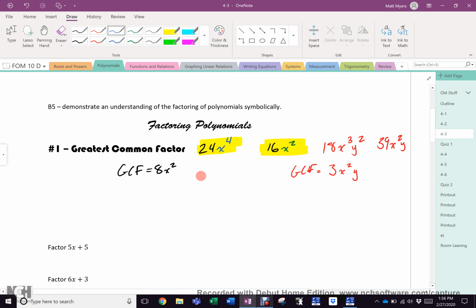Let's do one more. Let's go with 32 x cubed y to the 4th z and 48 x y squared. What's that one? Don't say it out loud. Let everybody try it and see if you are right. You may whisper with the person sitting beside you, but don't holler out an answer. It's a tricky one.